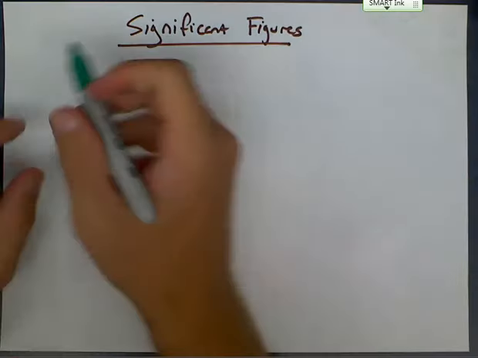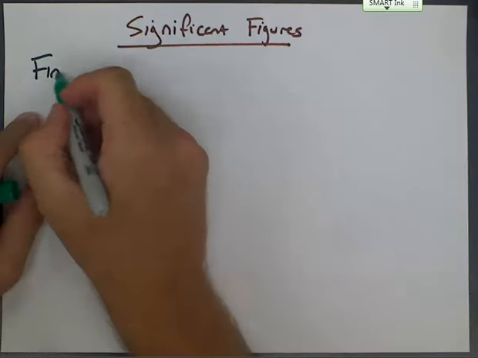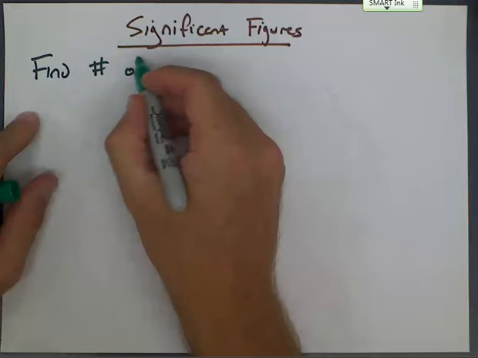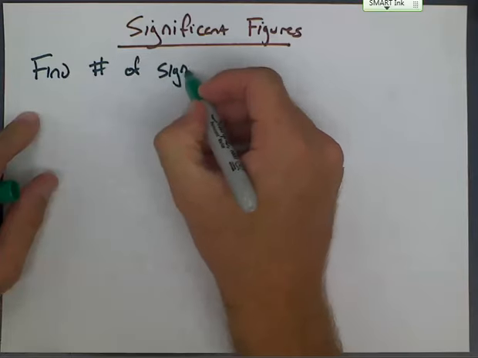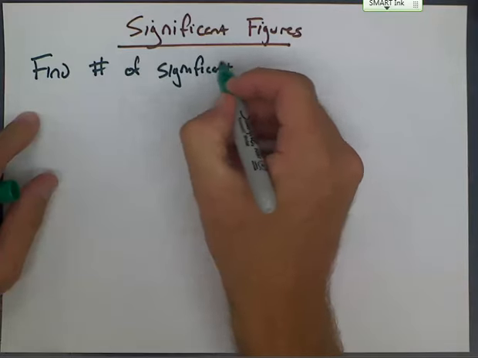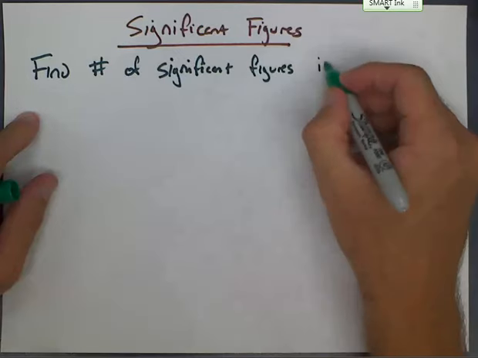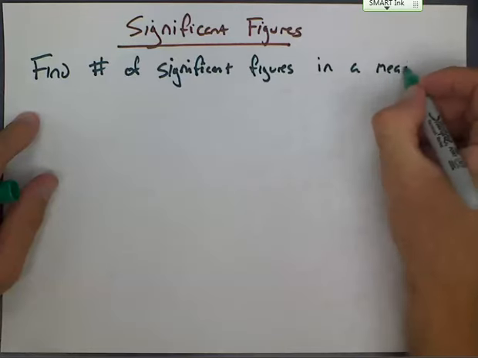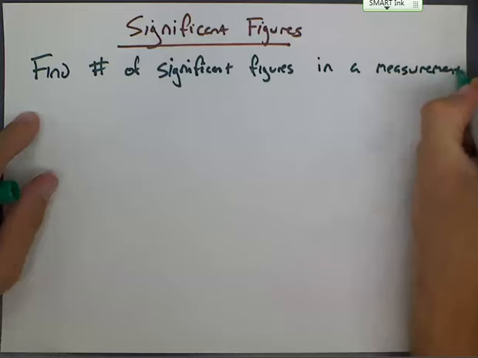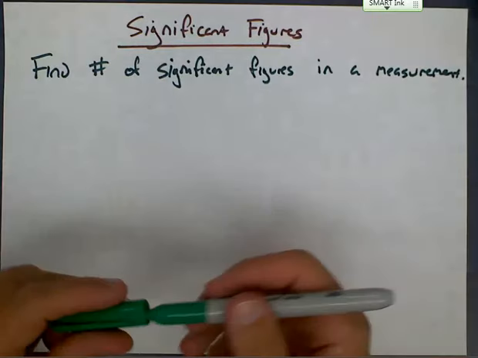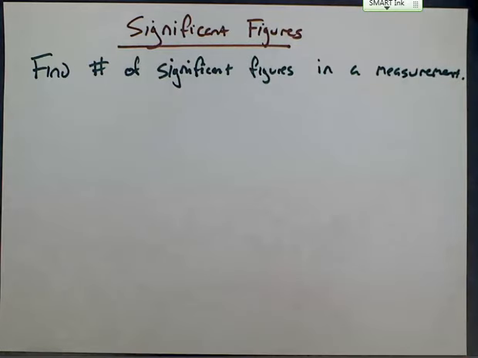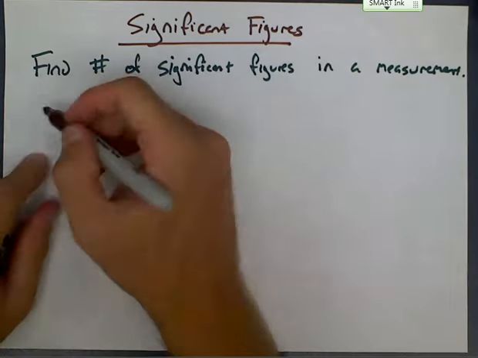So again, the whole idea is to find the number of significant figures or significant digits in a measurement. Okay, so that's our purpose. And we've got several different rules that are going to help us do it.